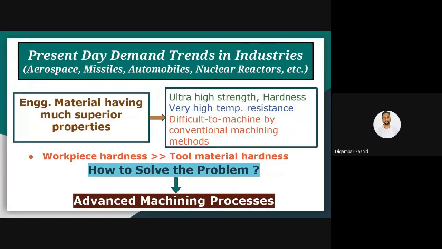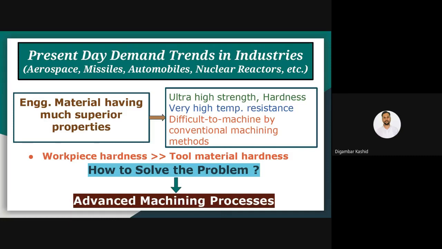then another question arises: how to machine such material? Because ultra high strength material means having high hardness also. So the question arises, how to machine such a workpiece or metal. Here I am giving some case studies or actual situations, some problems, and the solution will be our advanced machining process. So, this is the third case.